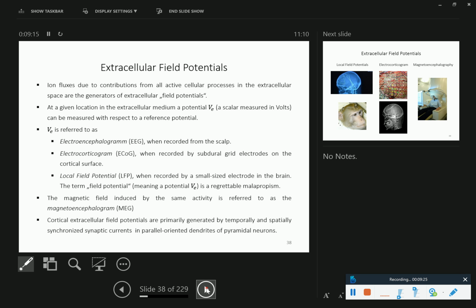Now, the thing that gives each of these its specific characteristics is, of course, where the electrode is placed, and then also whether you pick up the magnetic field or the electrical activity. But there's one source that gives rise to these things.